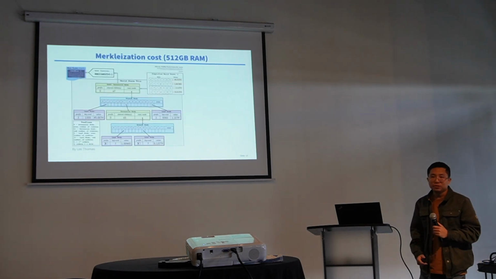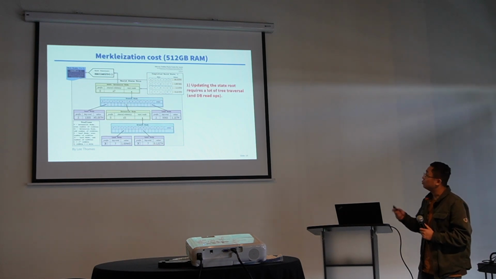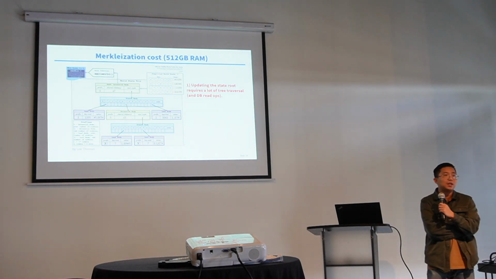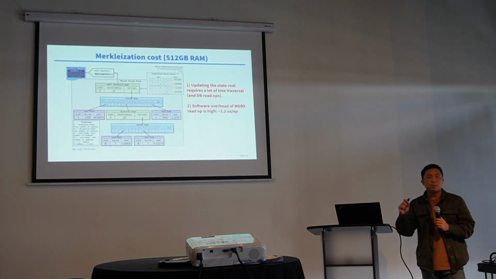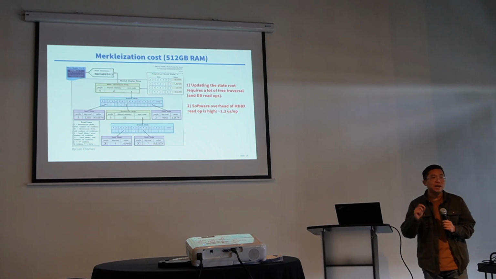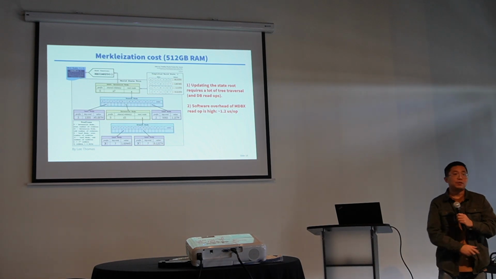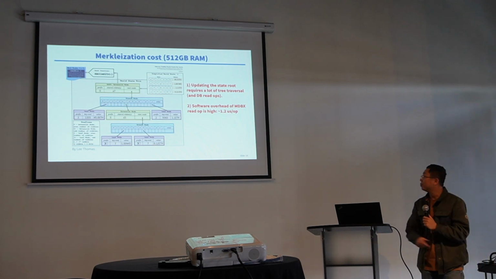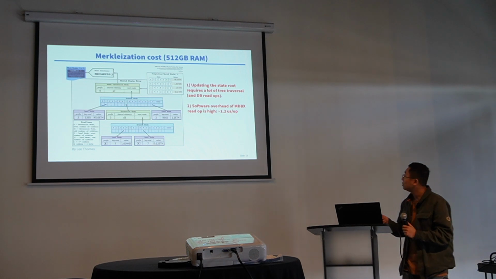Why is Merkelization so slow? It turns out that updating the state requires a lot of tree traversal, which translates to a lot of database read operations. And even though all the database tables related to MPT fit in memory, the software overhead of MDBX associated with database read operations is actually pretty high, and we measured it to be around 1.2 microseconds per read.